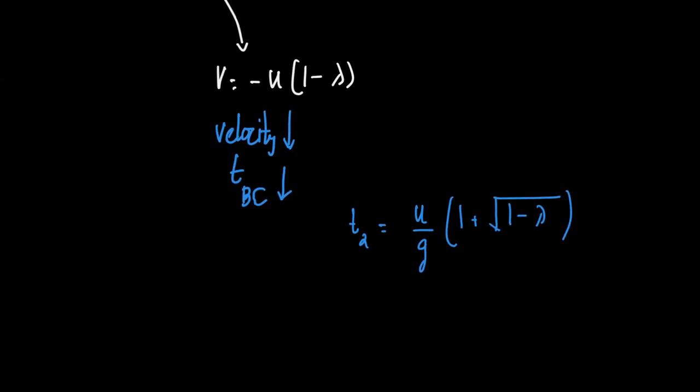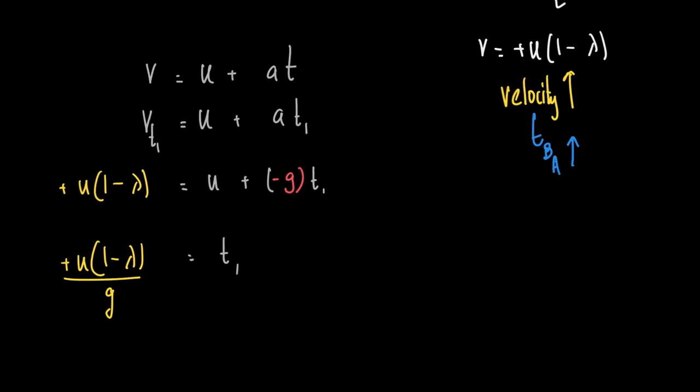Now, if velocity upward is v equal to plus u root of 1 minus lambda, what is v equal to? u plus at. What is v at t1 equal to? u plus a into t1. What is a? Minus g. What is v at t1? It is u root of 1 minus lambda.